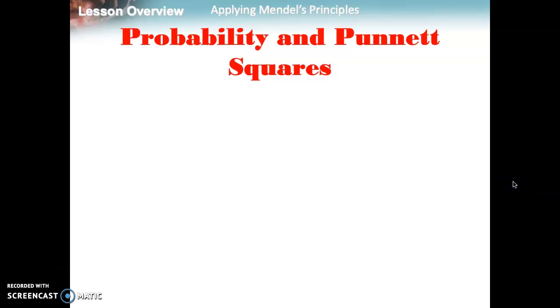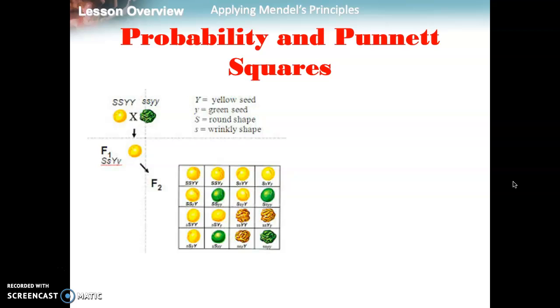Okay, now still dealing with probability, Punnett squares, and Mendel's principles. Today, as I mentioned in the video that preceded this, we are going to be dealing with something a little more complex, and that is two-factor traits. In other words, we're going to deal with two traits at the same time.